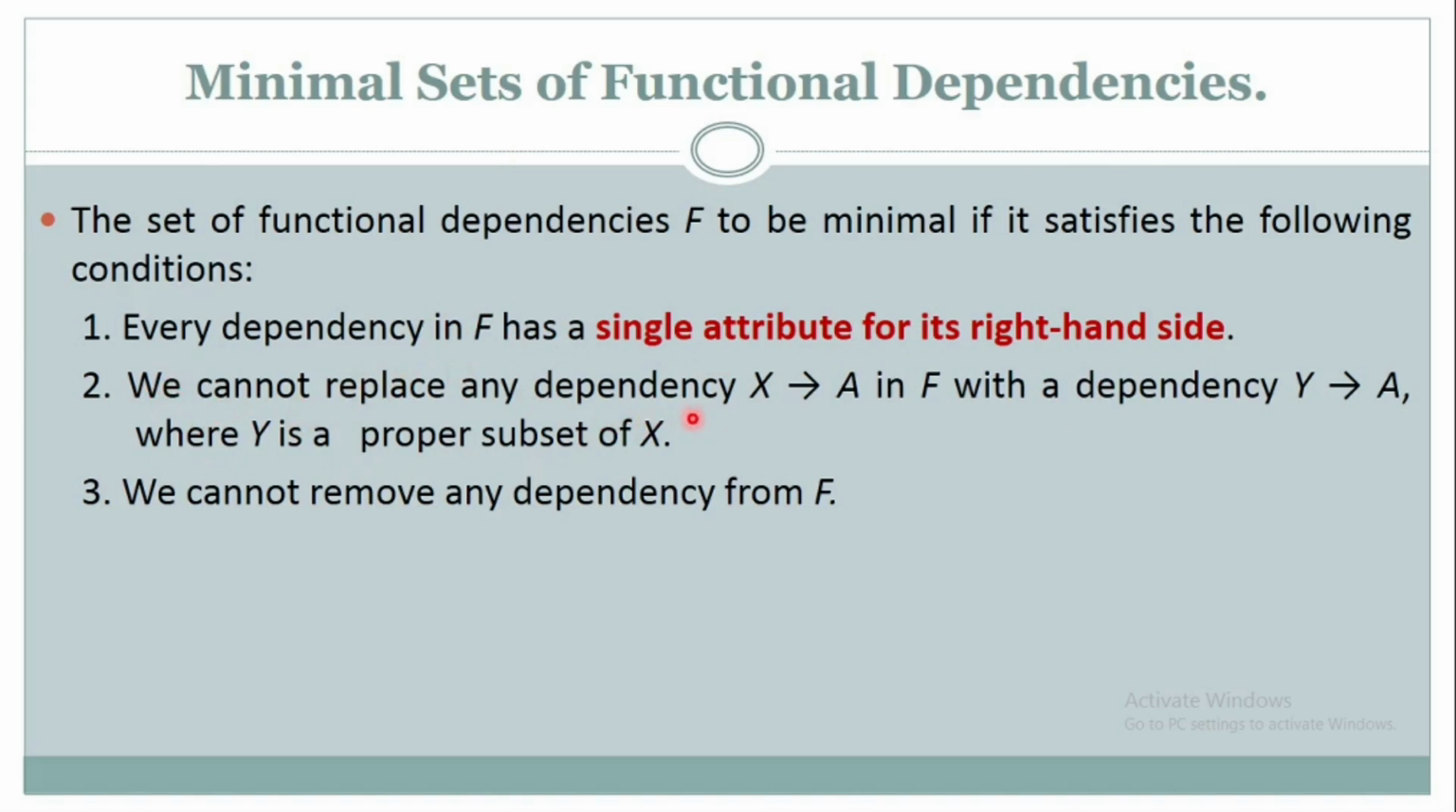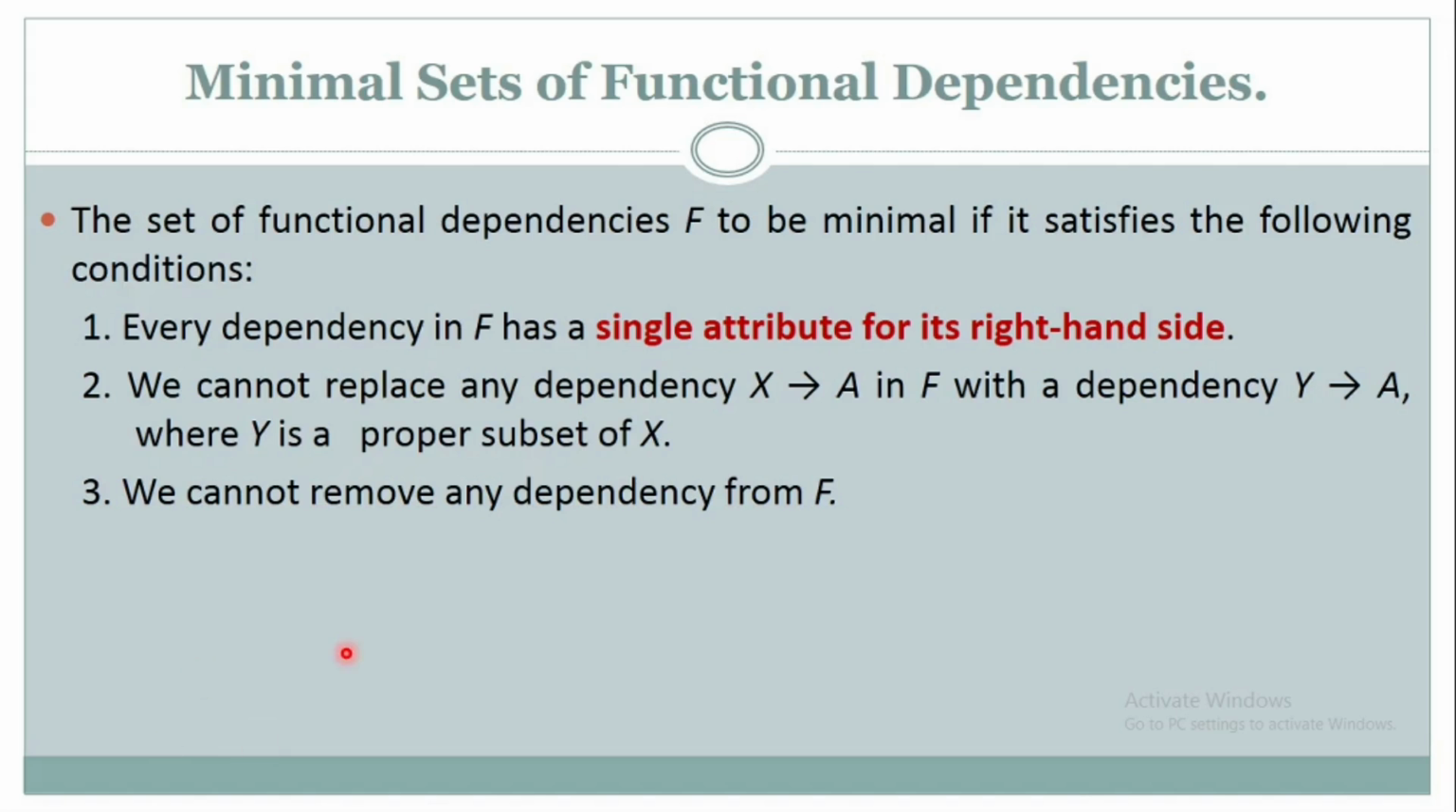Next, we cannot replace any dependency X determines A in F with the dependency Y determines A, where Y is a proper subset of X. So for the final minimal functional dependencies, there should not be any redundancy. It cannot be replaced, like X determines A in F with the functional dependency Y determines A. We cannot have a redundant functional dependency in the set of minimal functional dependencies, and we cannot remove any dependency from F. This is what we call the final minimal functional dependencies. There should not be any redundancy, we cannot remove any dependency from the set of functional dependencies, and the right hand side should always be single.